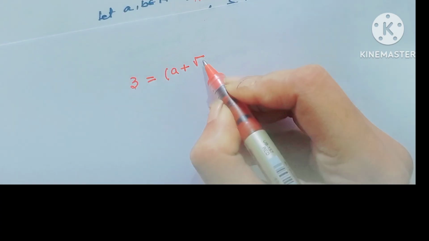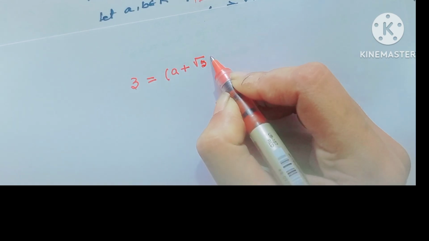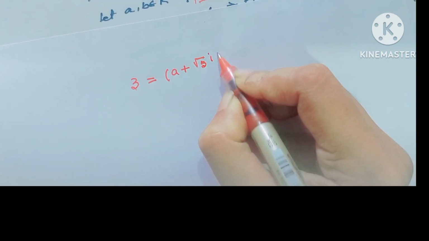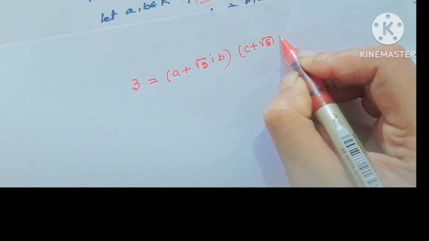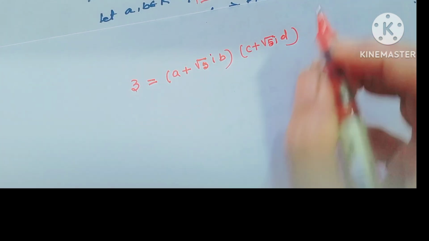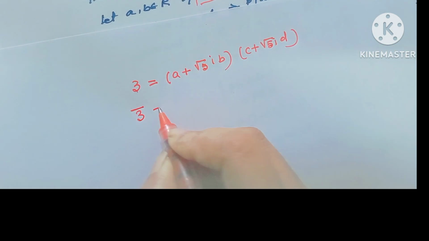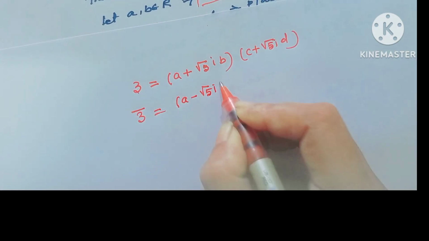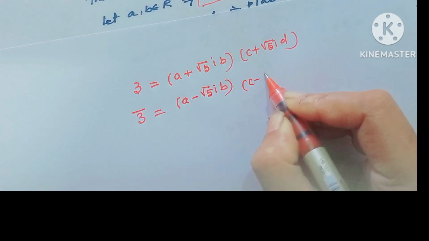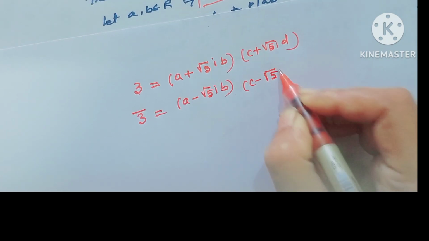We can write 3 equals a plus square root of 5i b times c plus square root of 5i d. If we conjugate it, then 3 bar equals a minus square root of 5i b times c minus square root of 5i d.